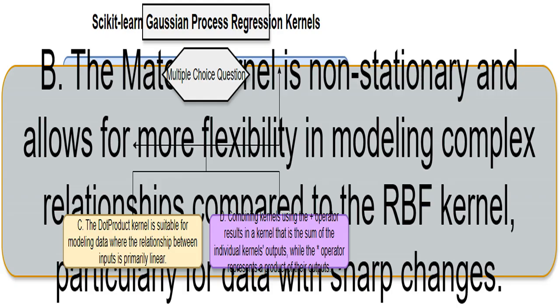I'm going to correct a misconception here. The Matern kernel is actually stationary, not non-stationary. While it offers a parameter, nu, to control smoothness, allowing it to handle sharper changes than RBF, its core function still relies on the distance between points. It's just more adaptable than the RBF.